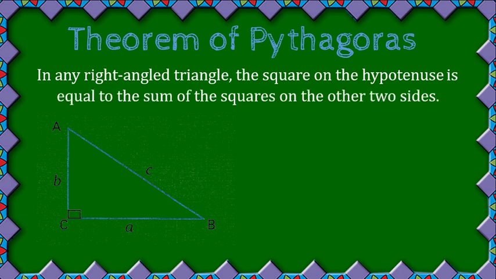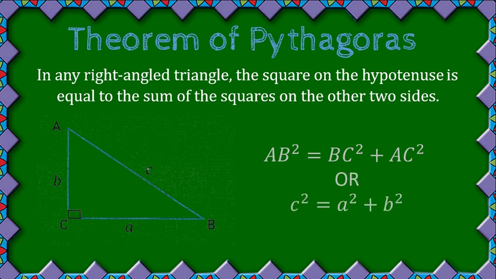So first of all, defining the Theorem of Pythagoras: in any right angle triangle, the square on the hypotenuse is equal to the sum of the squares on the other two sides. What this basically means is that the hypotenuse, which is this side, which is always the longest side, which is opposite the right angle, the square of that is equal to the other two sides added together. We can put this into a formula that looks as follows. We can say that AB squared is equal to BC squared plus AC squared. Or we can also write it as c squared equals a squared plus b squared.